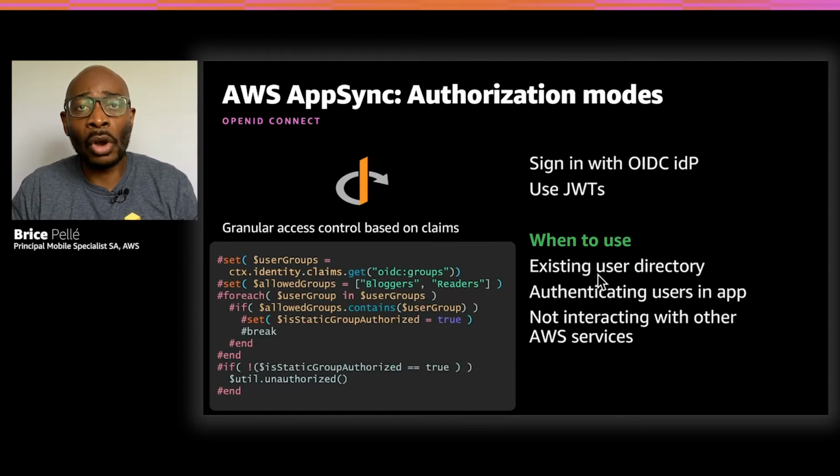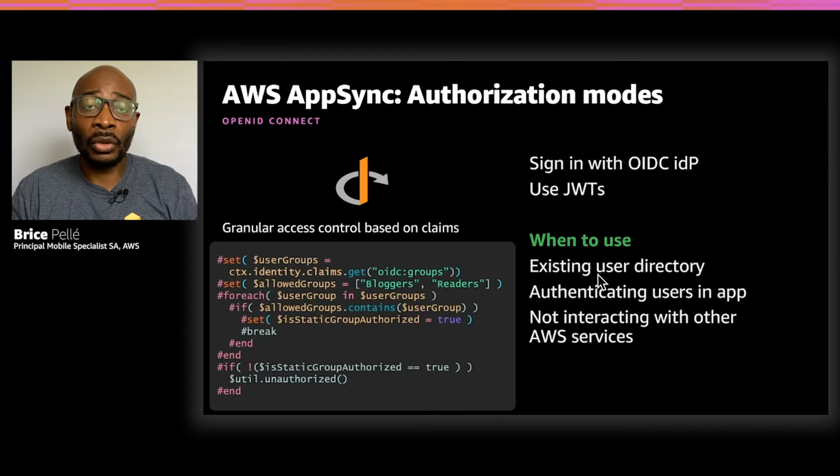And so maybe you have an external OIDC identity provider, right? You can set up AppSync to interact with that OIDC and to properly identify and authorize requests with the JWTs that have been provided. So this works well with apps where you need to authenticate users and you have an existing user directory.